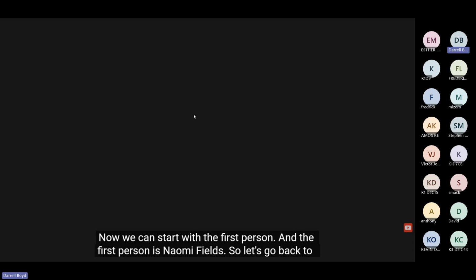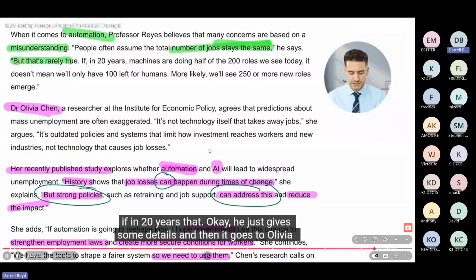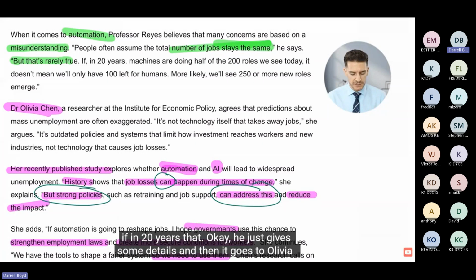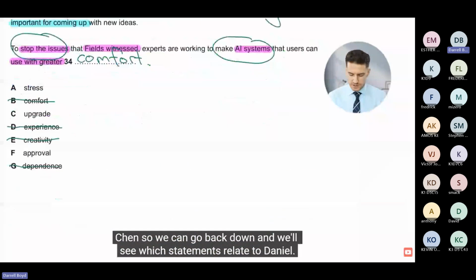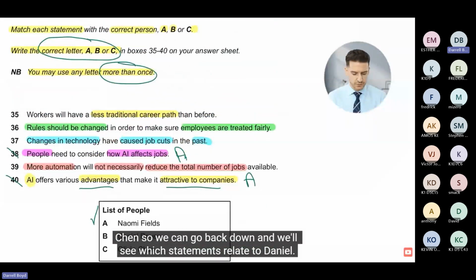Okay. When it comes to automation, okay, there was a statement which talked about automation. Professor Reyes believes that many concerns are based on a misunderstanding, okay? People often assume that the number of jobs stays the same. Sorry, he says, but that's rarely true, okay? If in 20 years, okay, he just gives some details. And then it goes to Olivia Chen. So we can go back down and we'll see which statements relate to Daniel.